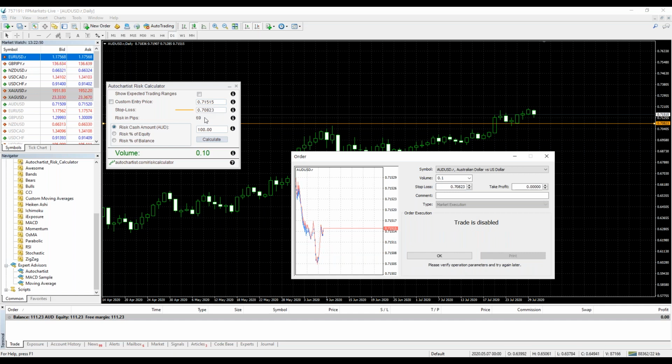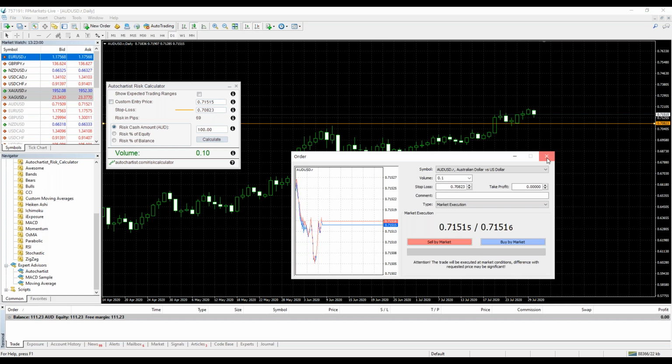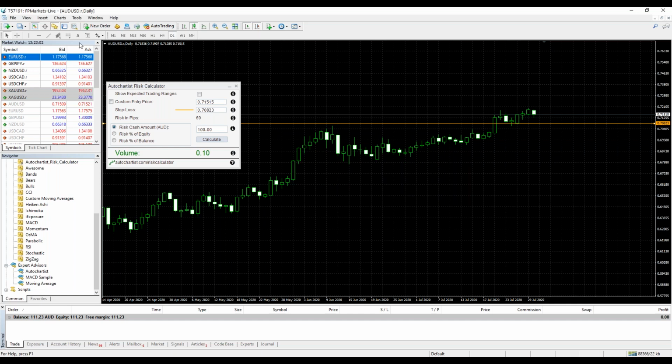Despite the fact that I'm risking close to 70 pips, I'm only risking $100, obviously not taking slippage into account, because I've set my volume correctly. And now I can do the same thing on other instruments. So AUD USD is easy, it's 10 bucks a pip, right? So that's easy to calculate, but you get more complicated things.